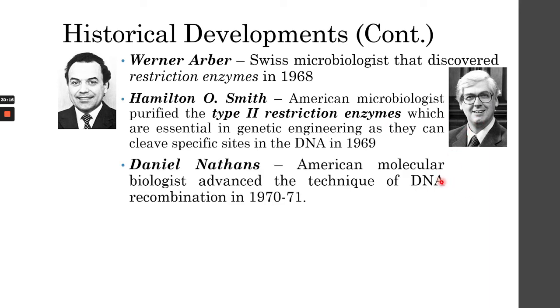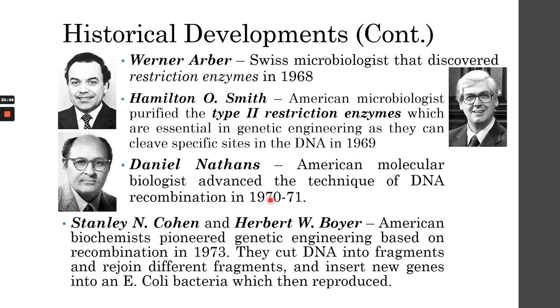Next we have Daniel Nathans. Daniel Nathans took Smith's work and said we can use these restriction enzymes in our study of DNA, in our study of genetics. This is his picture, and he improved the technique of DNA recombination in 1970 and 71.